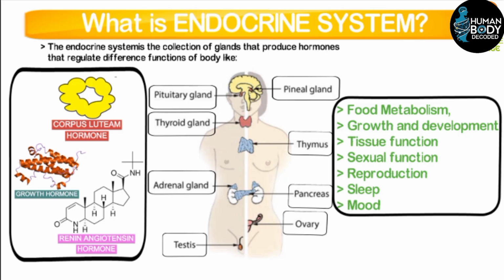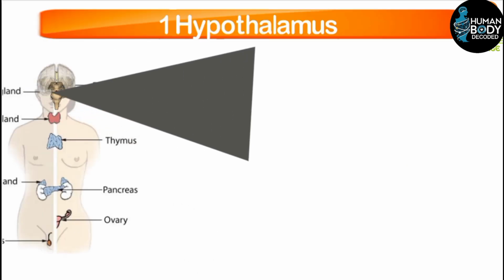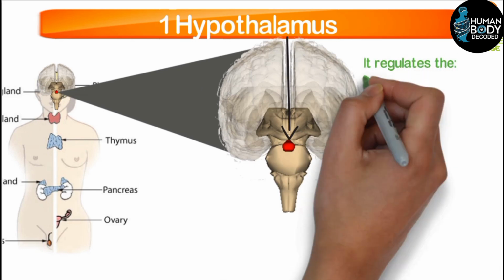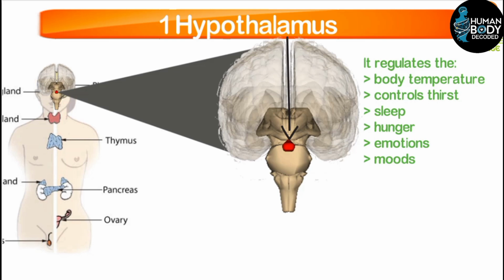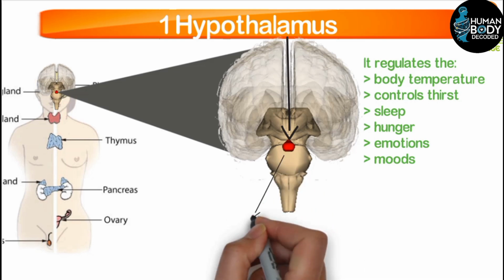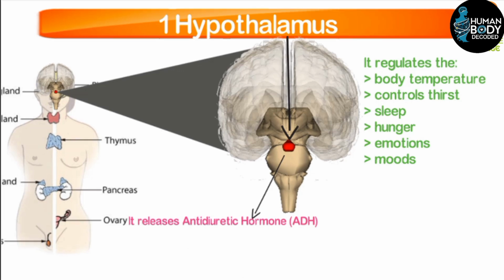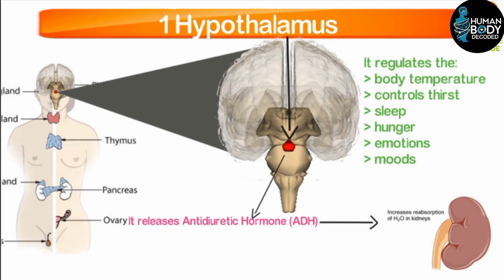So let's begin. We will study each gland one by one. The first gland is the hypothalamus. Students, generally the hypothalamus controls the body's temperature, sleep, hunger, emotions, mood. It controls all these things. But the hormone that the hypothalamus releases is called ADH. Its full form is antidiuretic hormone. What does the antidiuretic hormone do? It regulates the fluid balance of the kidney.